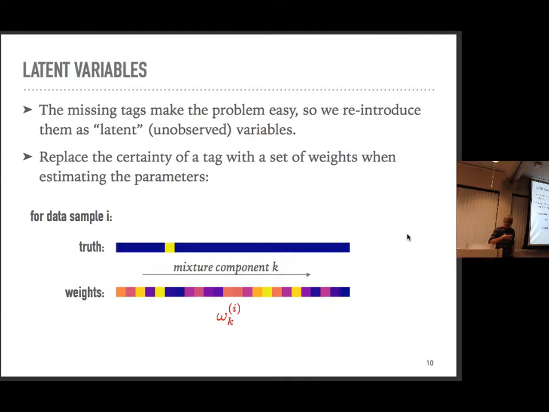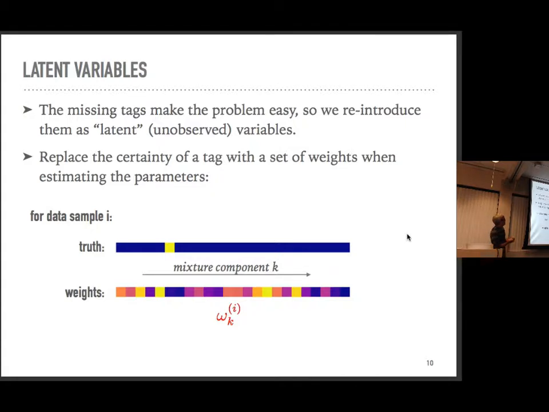The way it does it is it introduces this idea of latent variables. Those missing tags were so useful, they made the problem so easy, that we want to work them back into our solution. They're not actually in the data file, but we're going to pretend as if they were. That's what we mean by latent variables: variables that we use in our formalism, but that aren't actually provided in the data set.